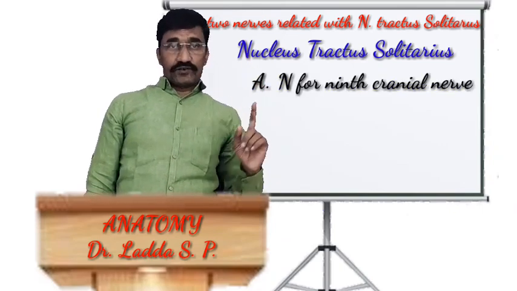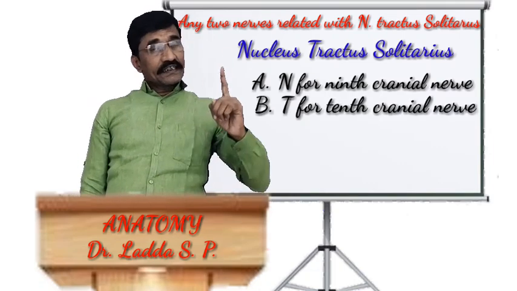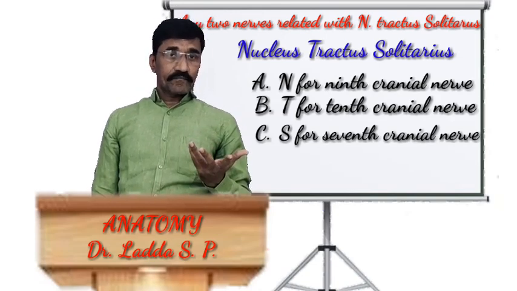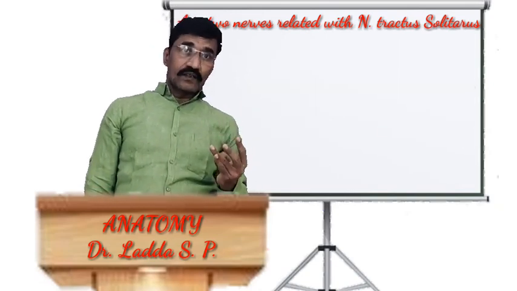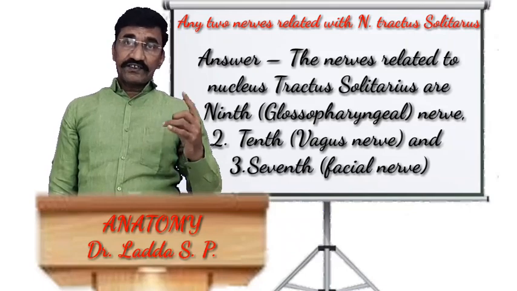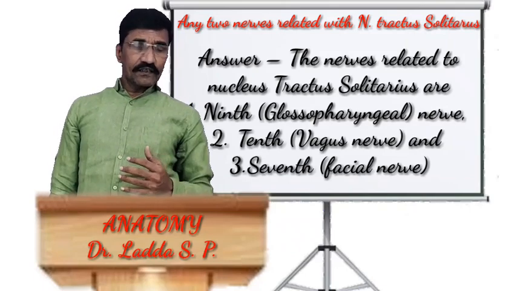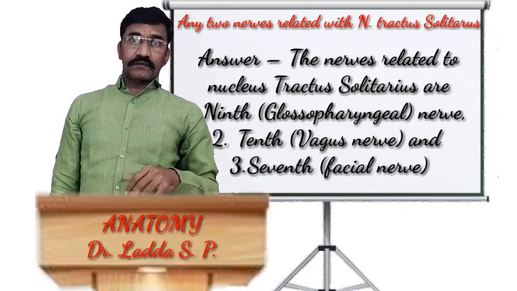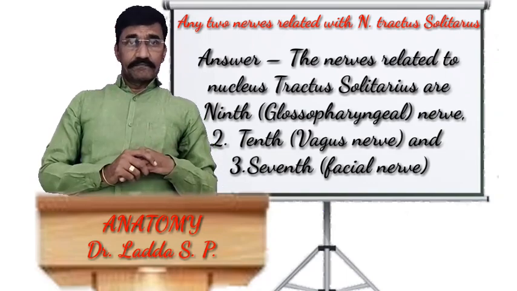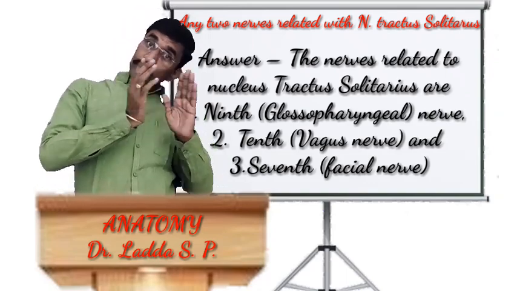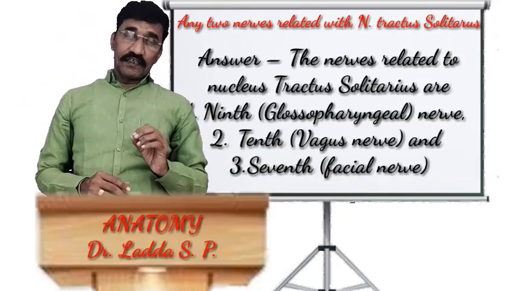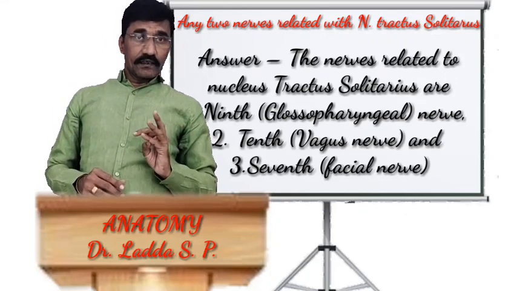N for 9th, T for 10th, and your S for 7th. So the 9th cranial nerve, 10th cranial nerve and the 7th cranial nerve are related with the nucleus tractus solitarius. And what is the function of nucleus tractus solitarius? This nucleus is for taste, and these all 3 nerves are supplying the tongue: anterior 2/3, posterior 1/3 and post-posterior. So the nucleus tractus solitarius is related with the 9th, 10th and 7th cranial nerves.